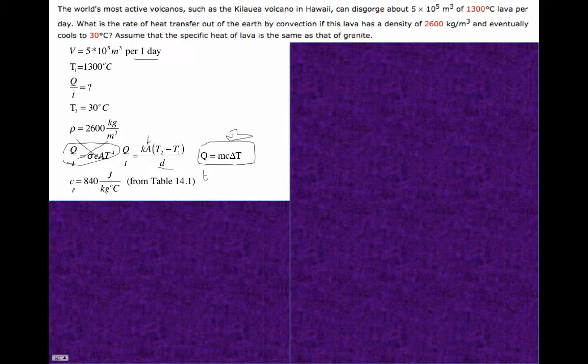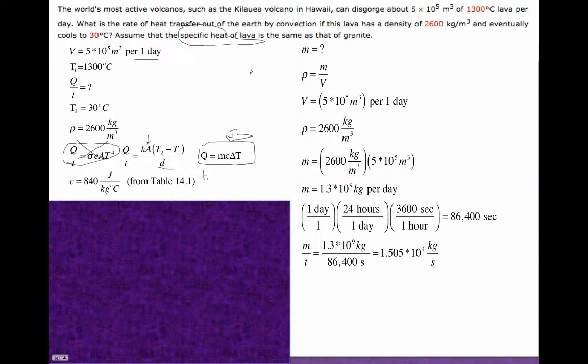All right, from table 14.1, it tells us to use the specific heat of lava as the same as granite. And by the way, that's the other clue that that formula might be the one, is they're talking about specific heat here. So I look that up, but in order to use this, I have to first find the mass. But we know how to find mass. We have a density and the volume, so mass is equal to density times the volume.